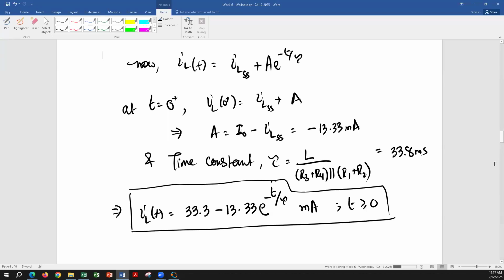And from the equation, you can plug in the value of t to make sure that you're getting the initial value of the current. So when t is 0, then it's going to be 33.3 minus 13.33, which will be 20 milliampere. And that's the initial value of the current at t equal to 0. Just to check that your equation is correct or not.